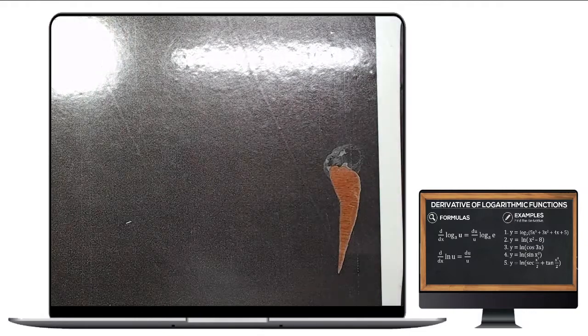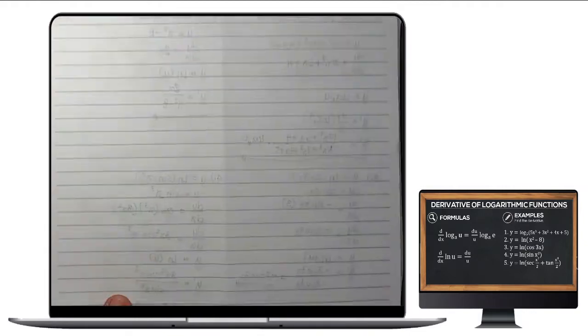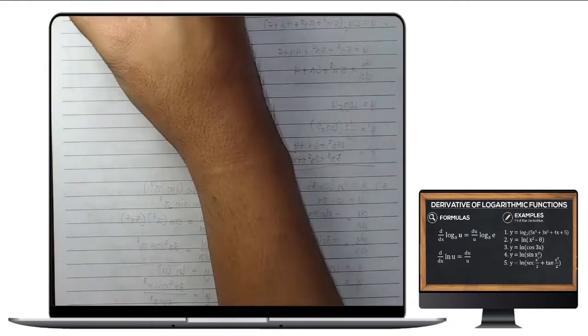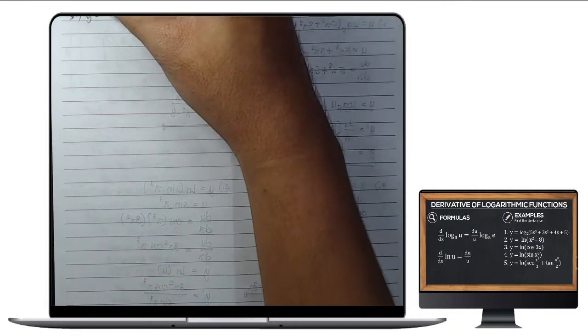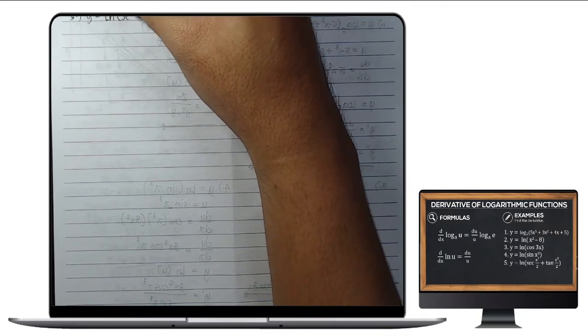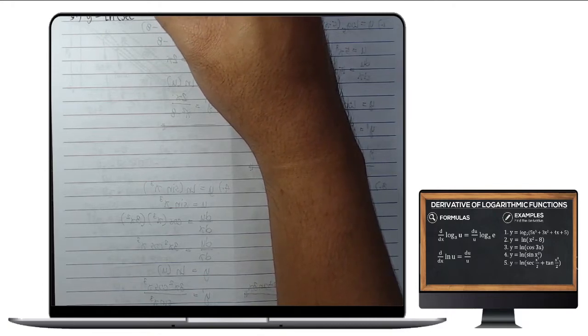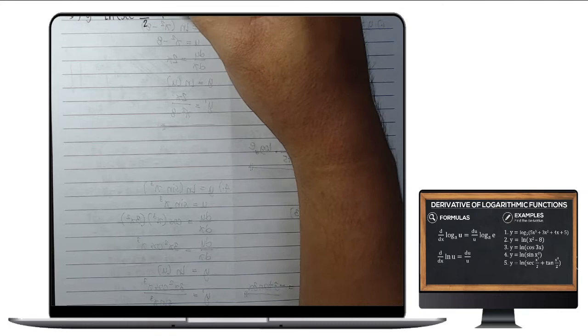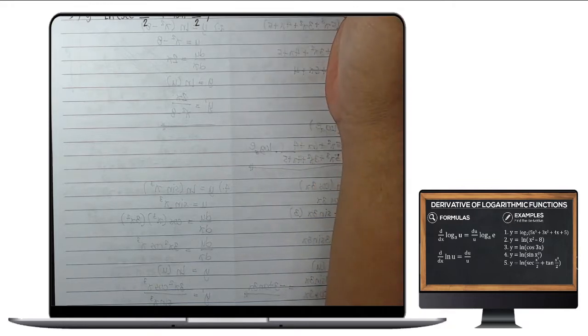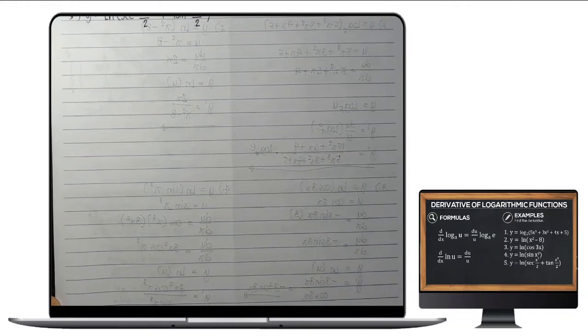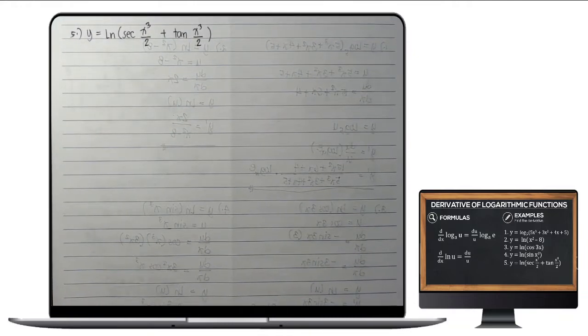Okay, let's proceed. Number 5. For number 5, we have y is equal to ln of secant x cubed over 2 plus tangent of x cubed over 2. Okay, so our given, we have y is equal to ln of secant x cubed over 2 plus tangent of x cubed over 2.